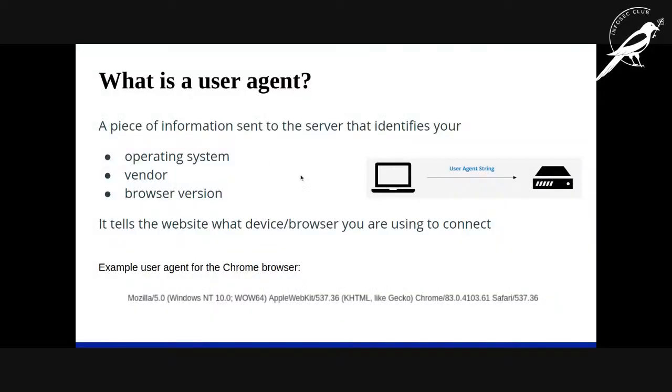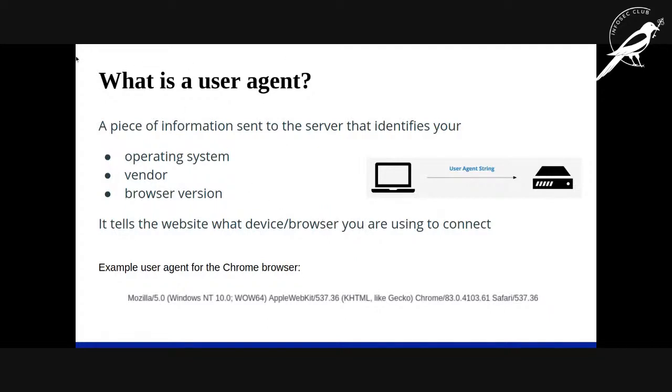So what is a user agent? A user agent is a piece of information that's sent to the server, and it identifies a bunch of different stuff about the client, about you, your operating system. Are you running Mac? Are you running Windows? Are you running Linux? The vendor of your computer, the browser version. Are you using Safari? Are you using Chrome? Are you using Firefox? It essentially tells the server what you're using.